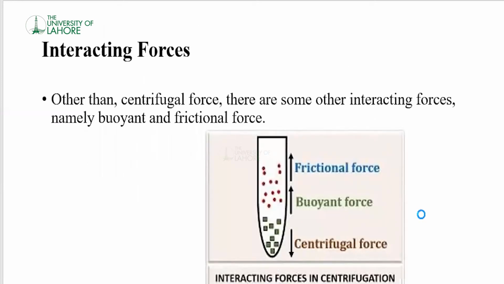Interacting forces. Other than the centrifugal force, there are two other types of forces that can act on the particle during the process of centrifugation. That is the frictional force and the buoyant force.